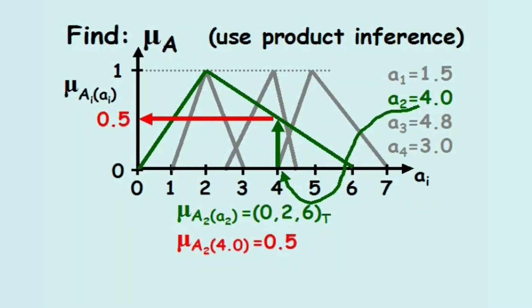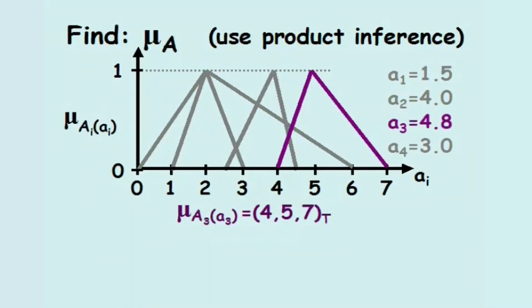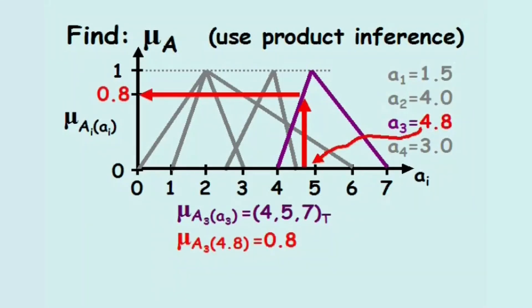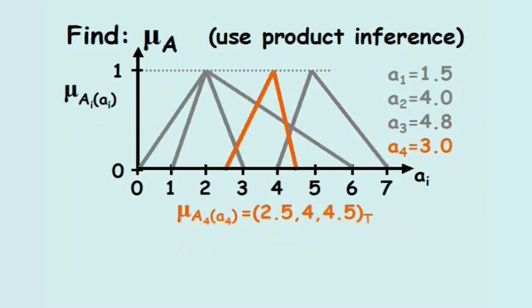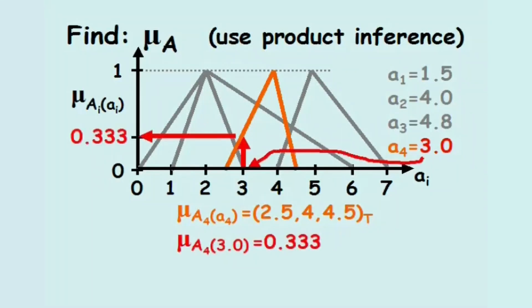The value of A3 is given as 4.8, which falls between 4 and 5, but is closer to 5, resulting in mu A3 with a degree of fulfillment of 0.8. Lastly, mu A4 evaluated at 3.0 equals 0.333.